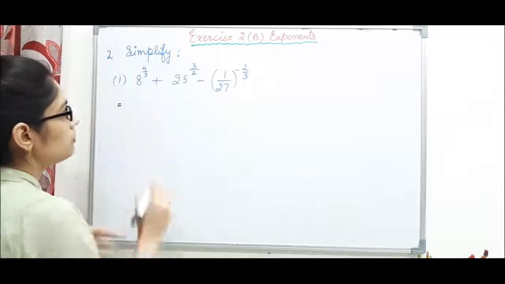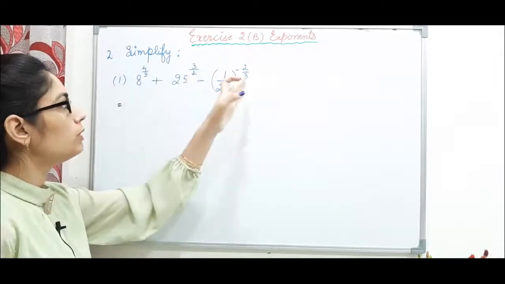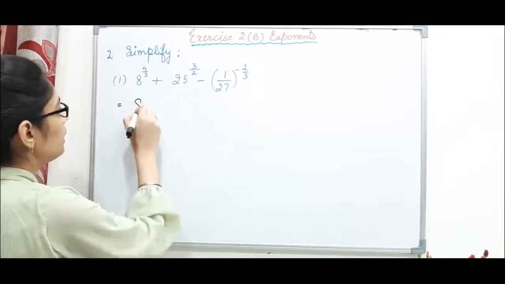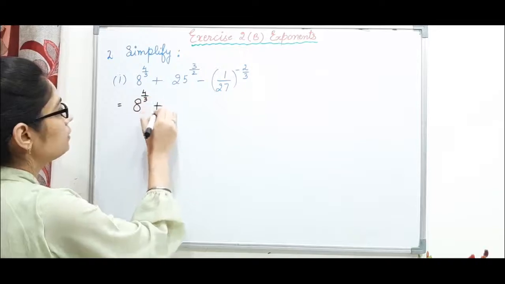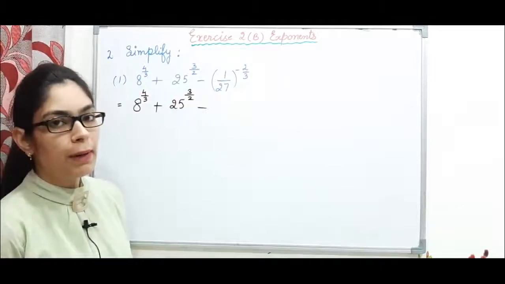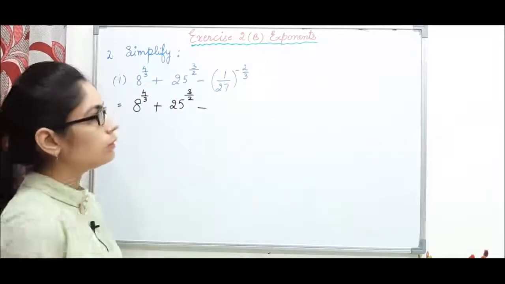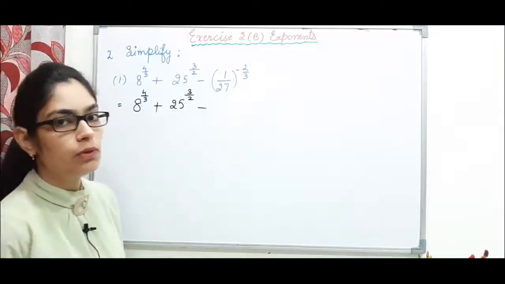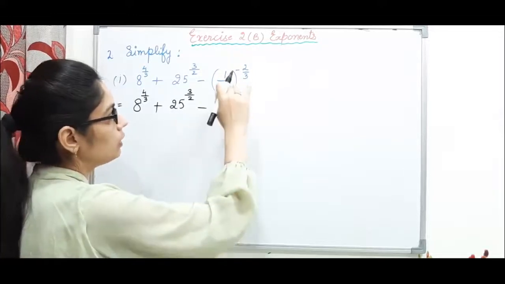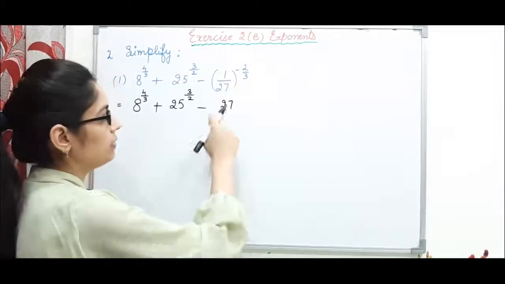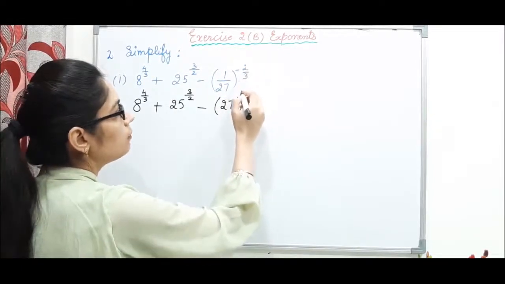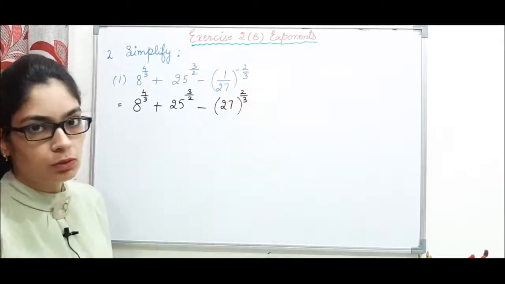So what can we do? First we'll see this power is positive, this is also positive, but this power is negative. Let's make this power also positive. So 8 to the power 4 by 3 plus 25 to the power 3 by 2 plus. If the power is negative, we can make it positive by taking its reciprocal. Reciprocal means changing the numerator into the denominator and the denominator into the numerator. So 1 by 27 will change to 27 by 1, and by 1 there's no need to write. Minus 2 by 3 will change to plus 2 by 3.